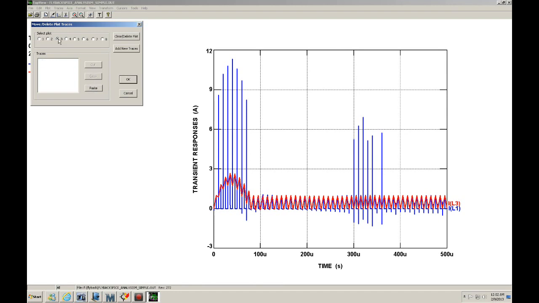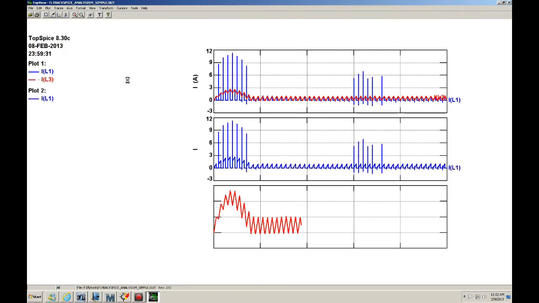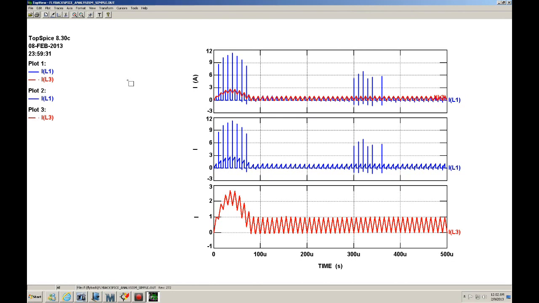Copy. See if it does what I want it to do. Okay. Yes. Okay.